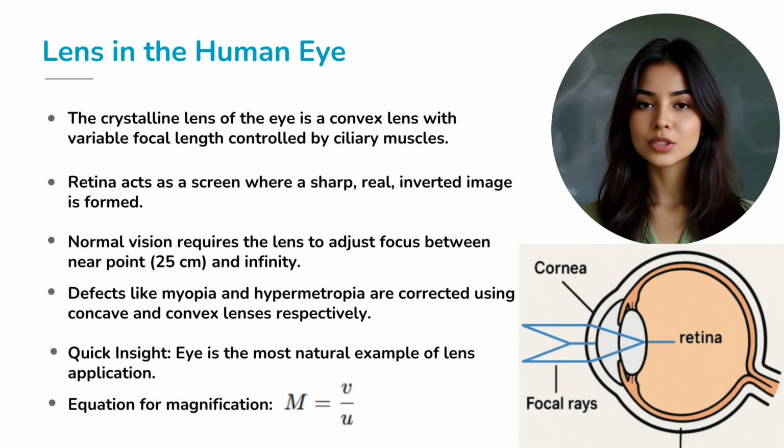correction. Interestingly, the eye is the most natural example of a lens application, working all the time without you thinking about it. The magnification formula is magnification equals image distance divided by object distance, or m equals v divided by u, where v is the image distance and u is the object distance. The closer an object gets to your eye, the more it gets magnified. So, your eye is a complex yet elegant system that works tirelessly to let you see the world clearly, all without you even noticing. Isn't that amazing?